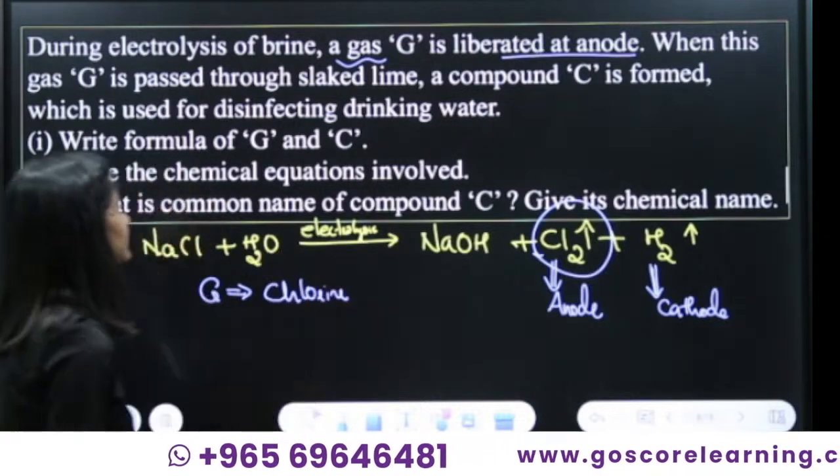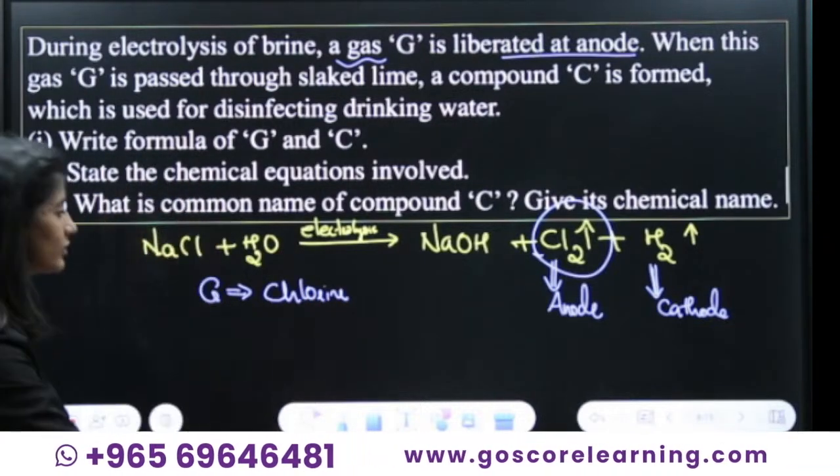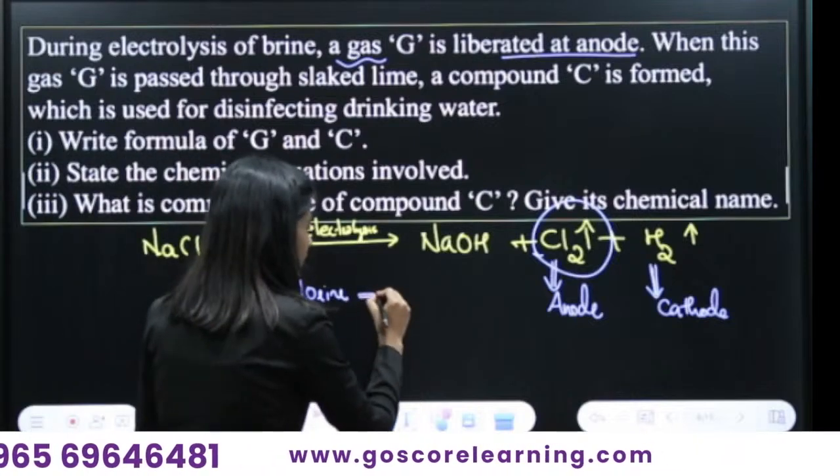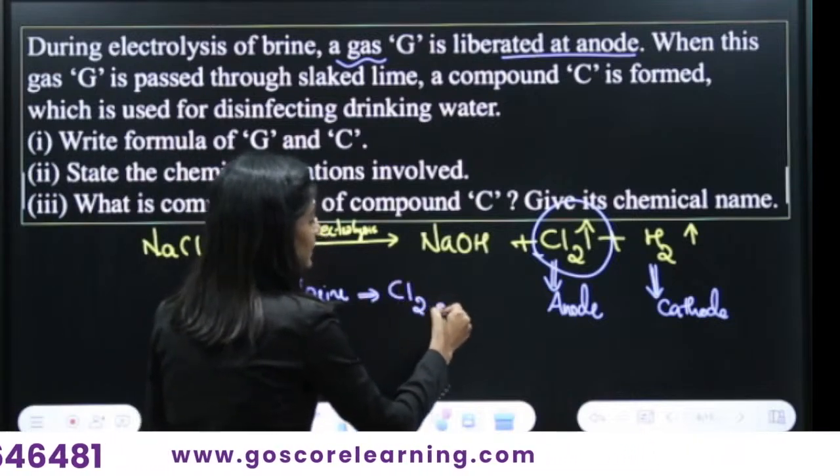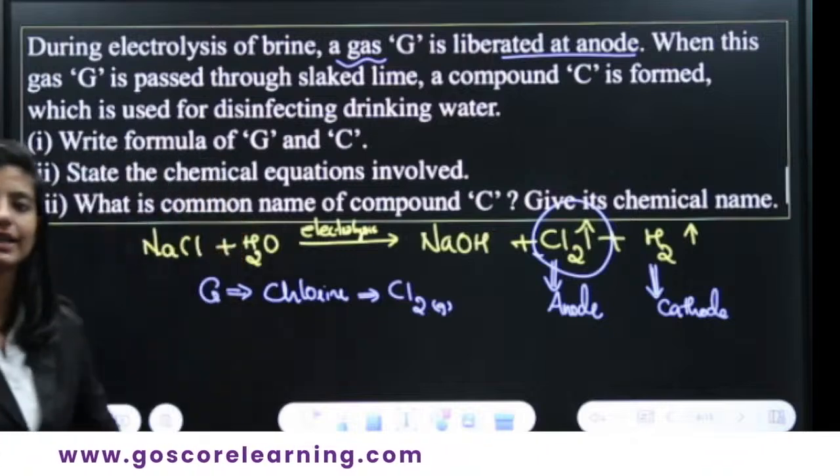Okay, so it's your chlorine. Write the formula of the G. What is the formula of the G? It is Cl2. It's Cl2 gas. Okay, it's Cl2. That's the formula for the G.